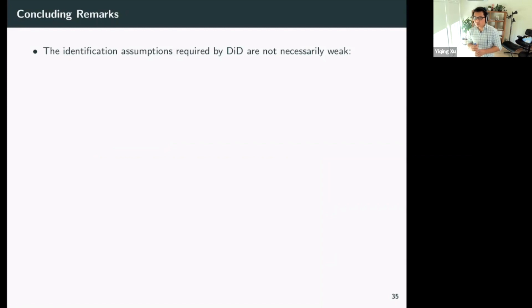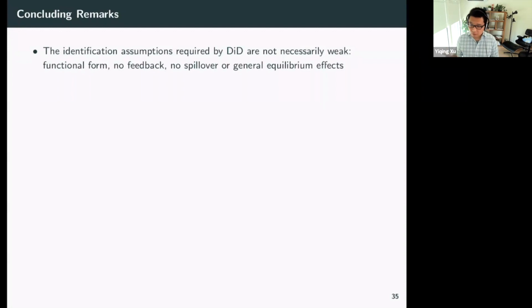So what we have learned during the past is that the identification assumptions required by DID are not necessarily weak. We talked about what they imply. You need to have a functional form. It is not functional form free. Although when you look at the parallel trends it looks like there's no functional form assumption, there are actually functional form assumptions, especially additivity.